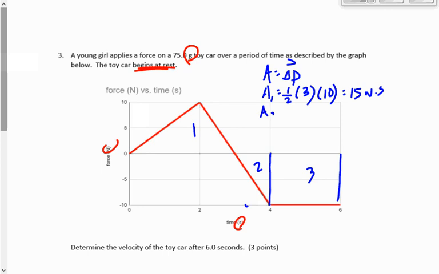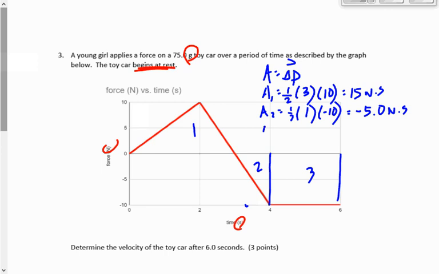The second area is also a triangle. The base goes from 3 to 4 is 1. The height goes from 0 to -10. Oh, would you look at that? -5. How come it's negative? How come it's negative? Why is that area negative? How can you have a negative area? Yeah, it's below the x-axis. Okay, the impulse is negative, the area is negative because it's below the x-axis.